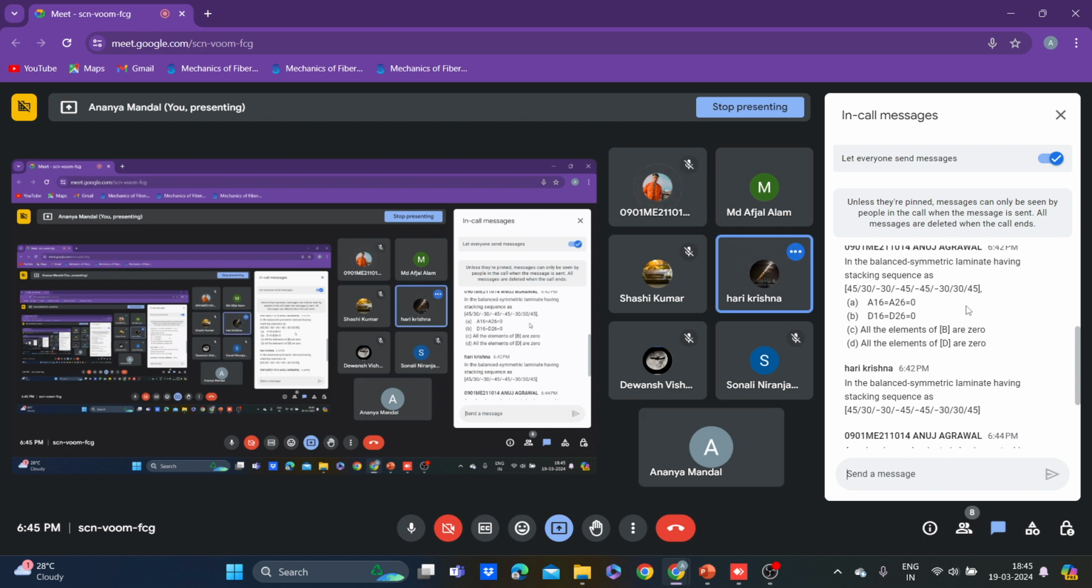Okay, if you can choose more than one choice, then it is easy. A is correct and C is also correct, because it is balanced as well as symmetric. No, ma'am, only one choice is correct in the assignment. No, when I select both, then only one is selected. There are more options to choose.